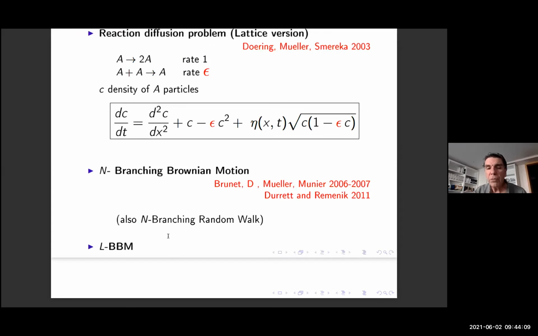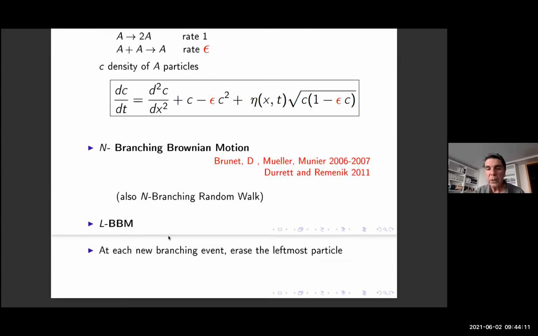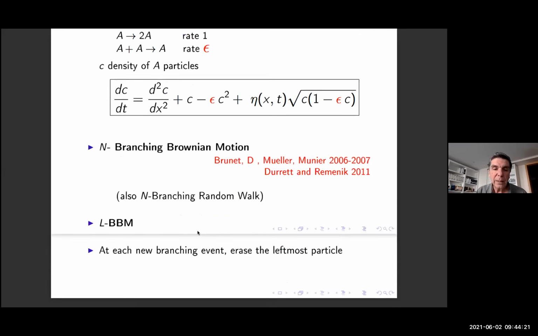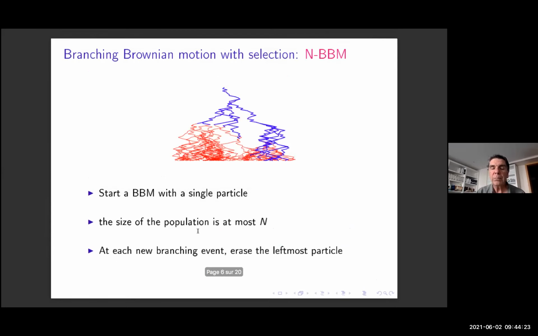Now, there are other realizations, which I am going to mention here: the N-branching Brownian motion that we worked on with Brunet, Müller, and Meunier, and also the LBBM. So let me tell you what the NBBM is, N-branching Brownian motion.